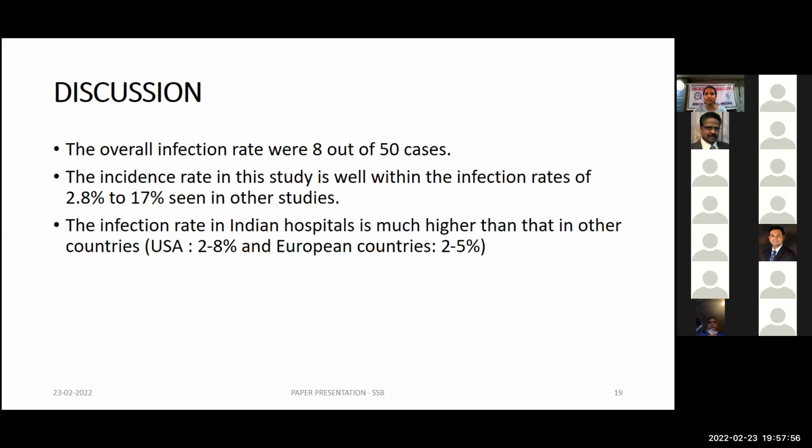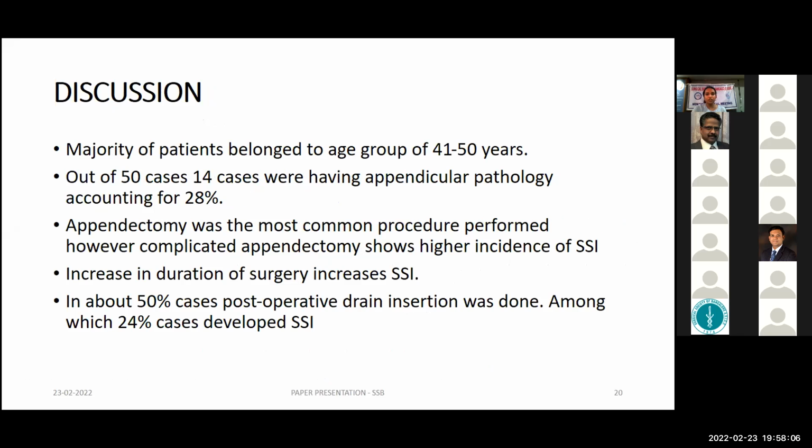The incidence rate in this study goes well with the other studies that were conducted, which have about 2.8 to 17%. The majority of the patients belong to the age group of 41 to 15 years, and 14 patients had appendicular pathology, accounting for about 28%. Appendectomy was the most common procedure performed.